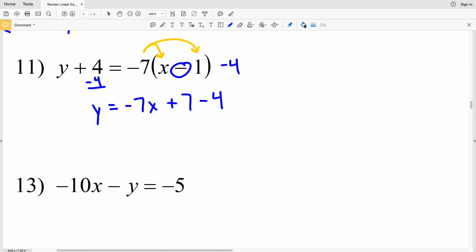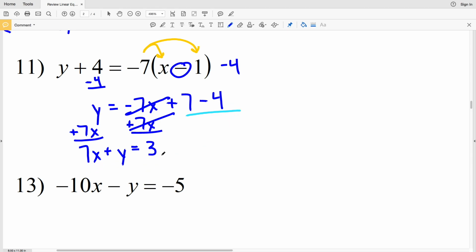My next step, I'm going to simplify by combining my 7 and 4, and I'm going to move 7x to the other side of the equation. So I'm going to add 7x to both sides. Y plus 7x is going to be 7x plus y, and that's equal to 7 minus 4, which is 3. My a, b, and c are all integers, a and b are not equal to 0, and a is greater than 0. 7x plus y equals 3 is standard form in number 11.